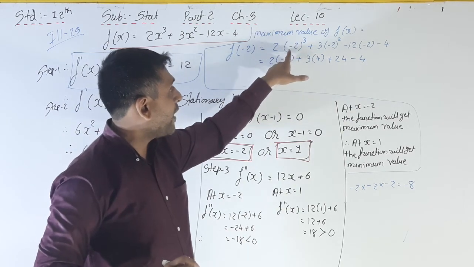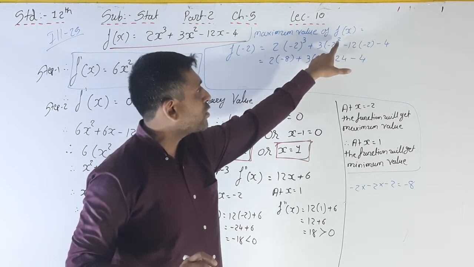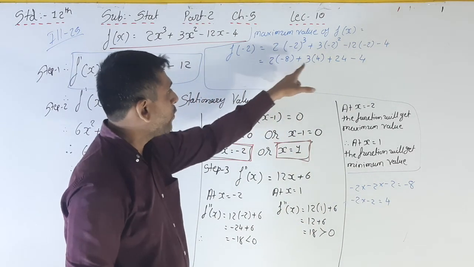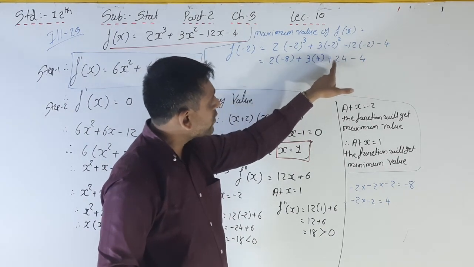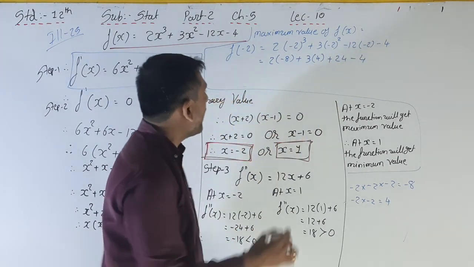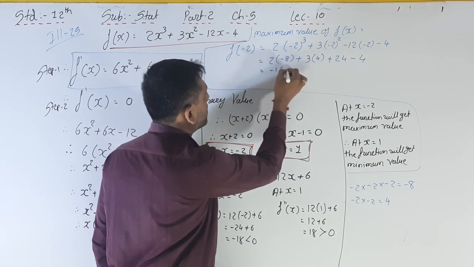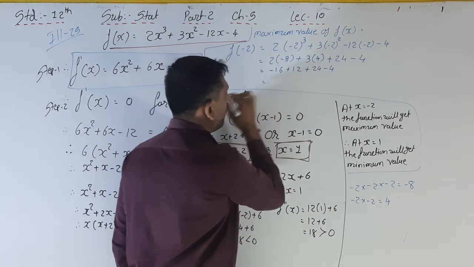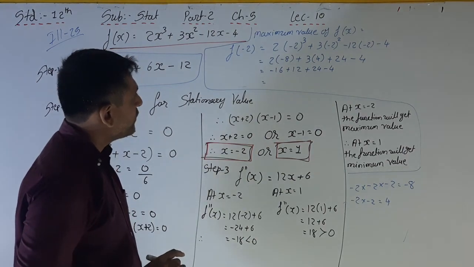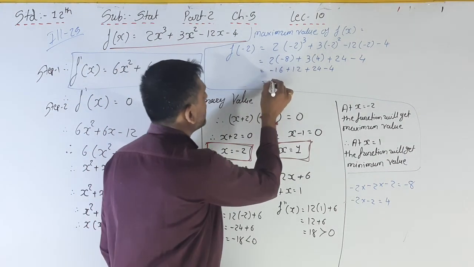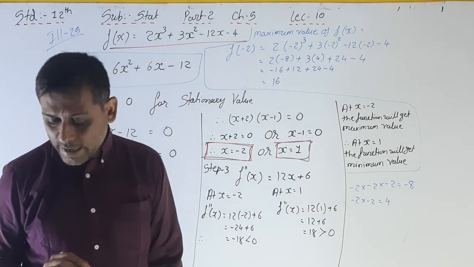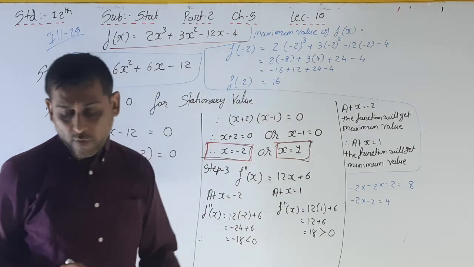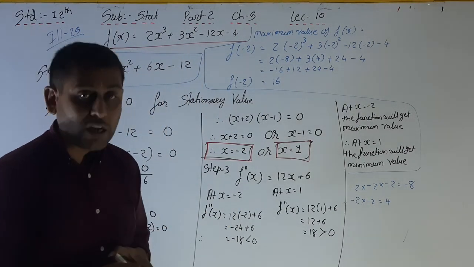2 into -2 cubed, that is -8, plus 3 into -2 squared, that is -2 into -2, that is 4, then minus minus plus 12 twos are 24, and minus 4, right? So now what is the simplification? This is -16 plus 3 fours are 12 plus 24 minus 4. What is the final answer? See that, 16 is the answer. f of -2 is equal to 16. Here the maximum value of the function is 16, right?